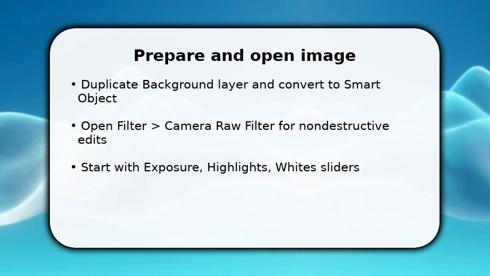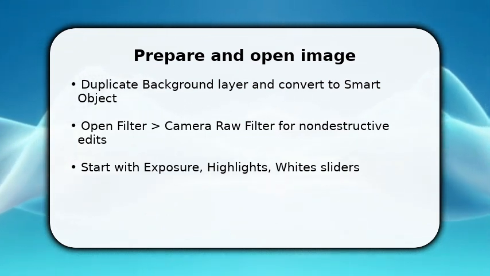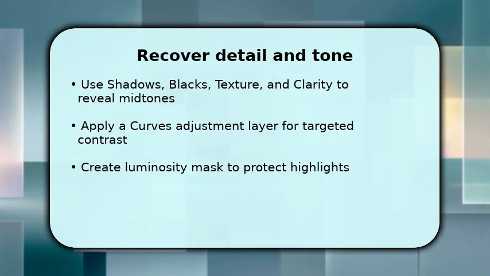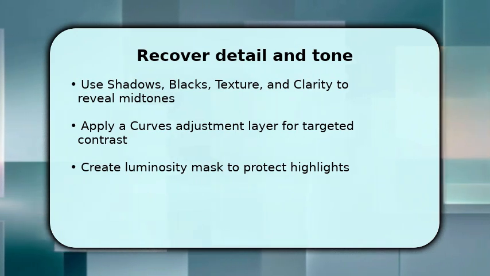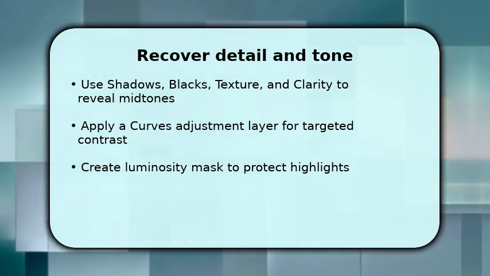Make sure to keep an eye on the histogram while you work to prevent clipping on the dark end. Once highlights are pulled back, use shadows and blacks in Camera Raw to fine-tune midtones, then increase texture and clarity slightly to restore perceived detail without adding artifacts.